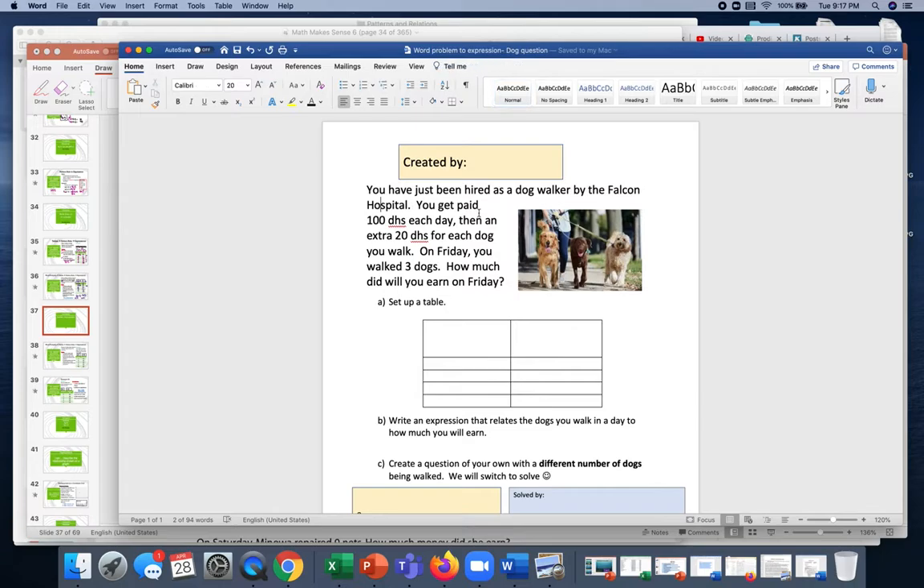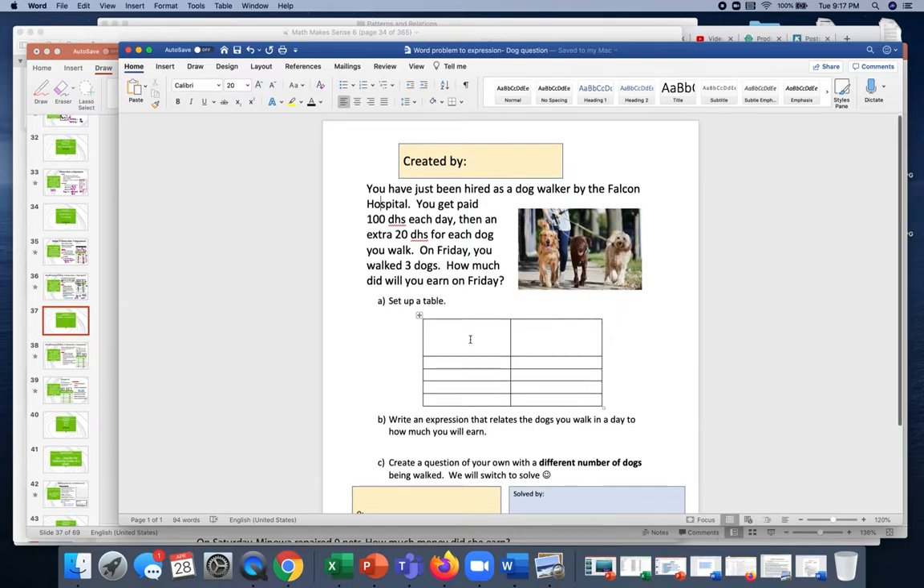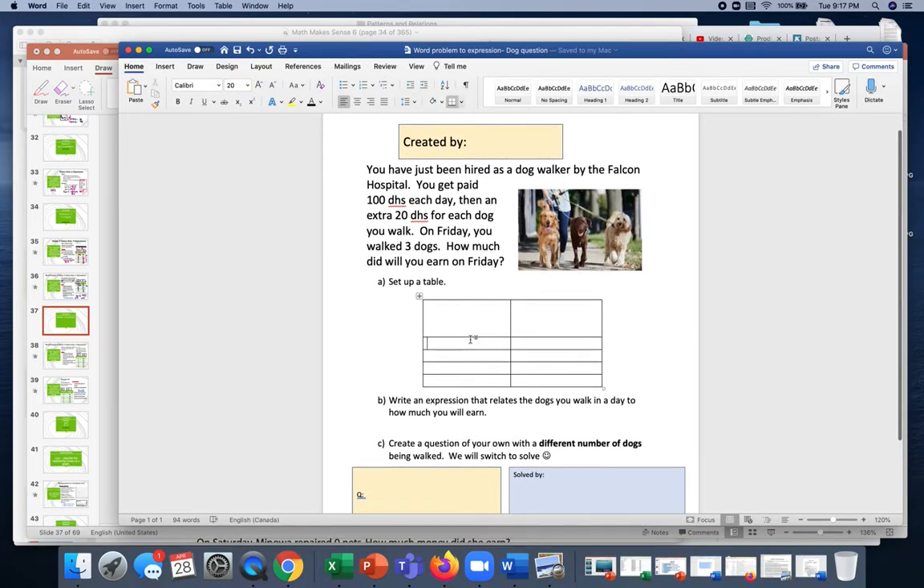You have just been hired as a dog walker by the Falcon Hospital. You get paid 100 dirhams per day, woof, good deal, and an extra 20 dirhams for each dog that you walk. On Friday, you walked 3 dogs. How much did you earn on Friday? Okay, so this is our job for today.